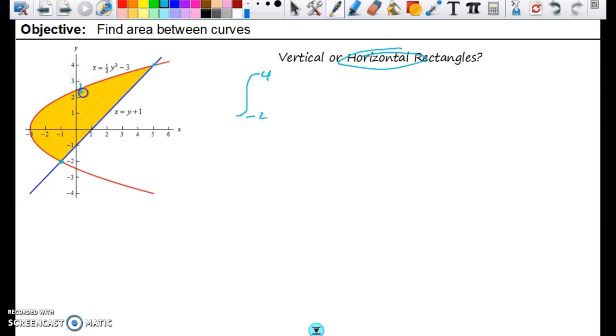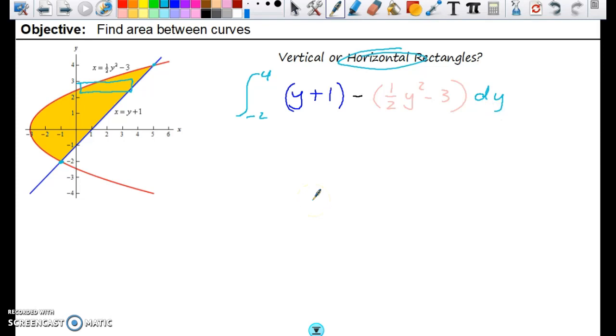And so which one is farther to the right, the blue or the red? In other words, if I drew a rectangle here, what's going to be the top of the rectangle relative to the y-axis? Well, the top is going to be the blue function. So we're going to take the blue function, which is y plus 1, again, solve for x, that's why it's in terms of y, minus the bottom function, which is this red parabola, which happens to be 1/2 y squared minus 3. Now I'm going to integrate that all with respect to y, dy.